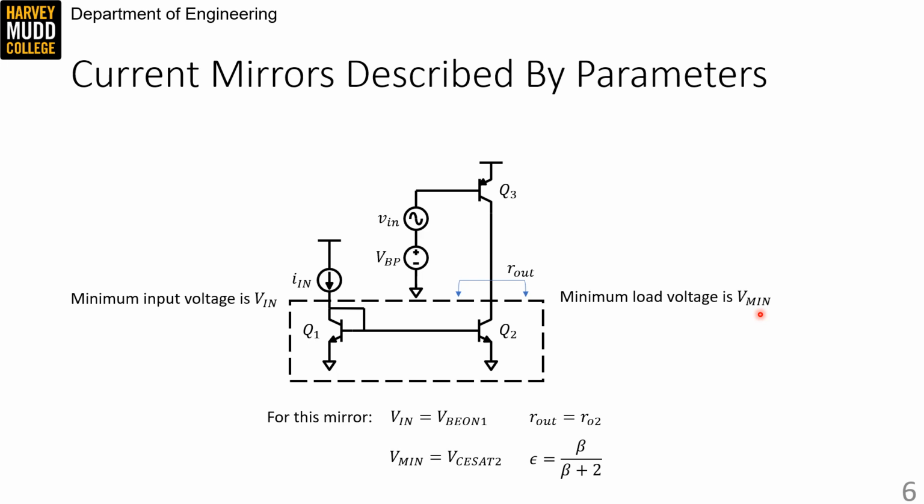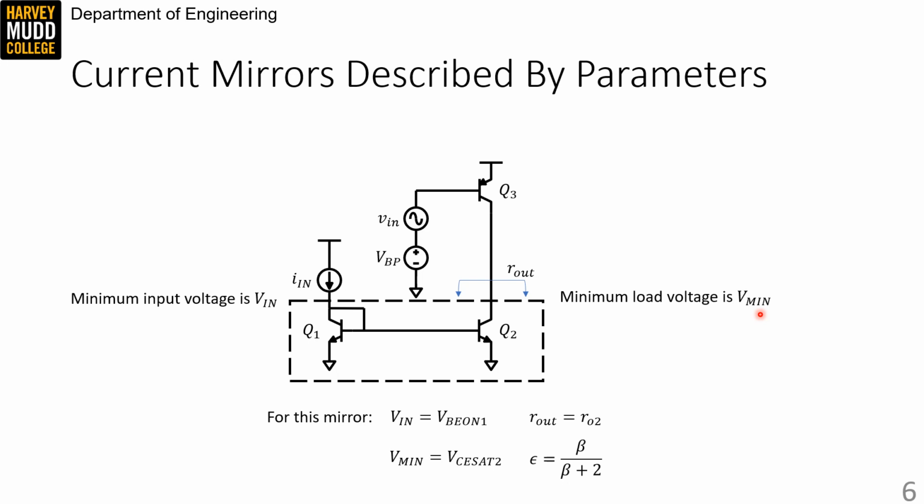Vin is VBE1, because the diode-connected device needs to stay in forward active, which means VB has to be high enough to turn on the Q1 base-emitter diode. Vmin is VCE,sat2, because we need to keep Q2 from saturating. Q2 is guaranteed to be in forward active by VB, which is set by Q1, unless the collector voltage drops too low. So the only thing we need to do to make sure it's in forward active is ensure that the collector is high enough.